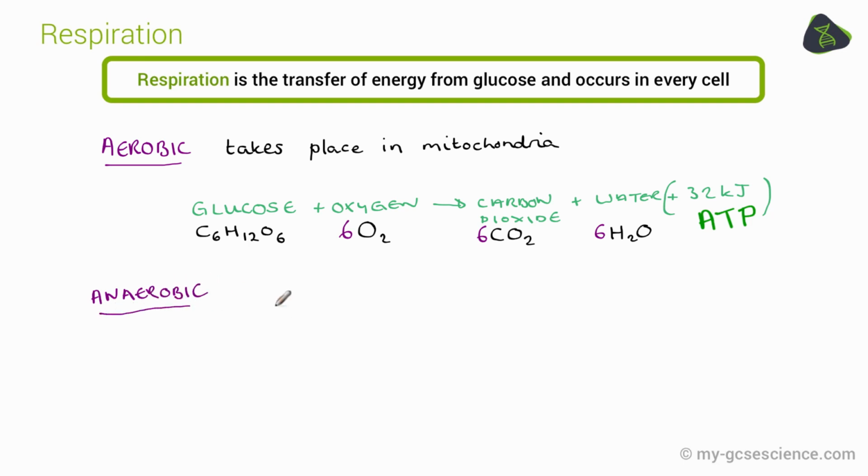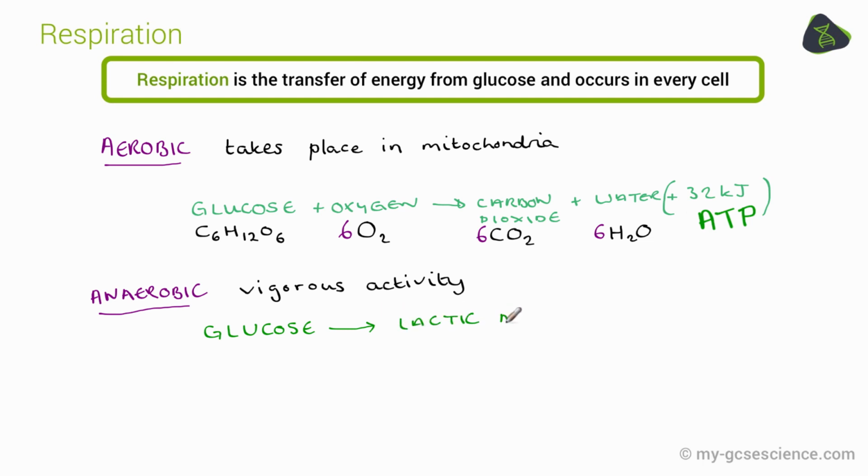Anaerobic respiration occurs more rarely, and it occurs during vigorous activity such as sprinting or bodybuilding, weightlifting, that sort of thing. Here your muscles are working exceptionally hard, and their demands for oxygen are higher than the supply that they receive. And as a result, the glucose doesn't get oxidized and it doesn't break down completely. The products do vary depending on the organism that this is happening in.